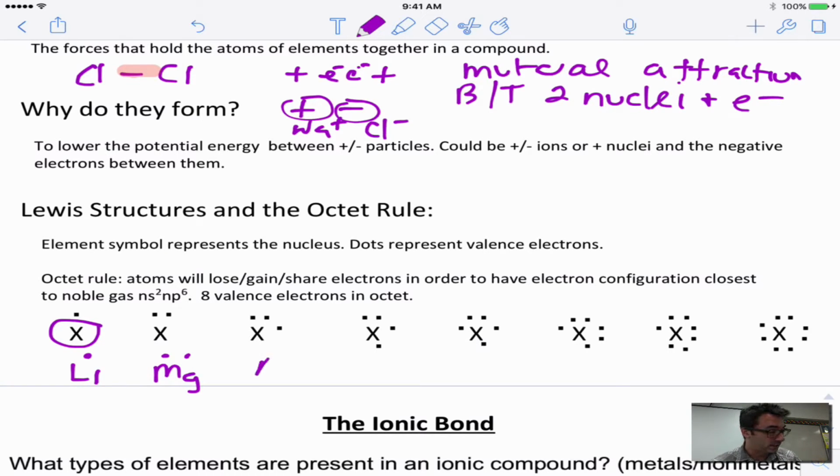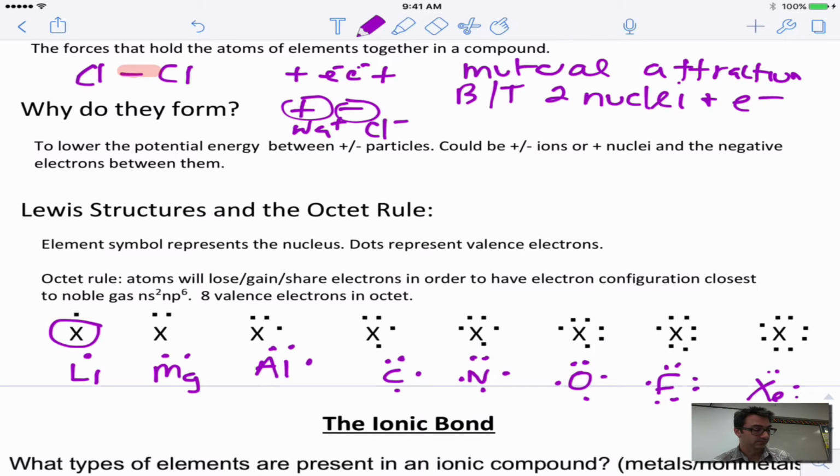If you have three valence electrons, like aluminum, you would have three dots. Four valence electrons, like carbon, you would have four dots. Five, like nitrogen, you would have five dots. Oxygen, six dots. Fluorine, seven dots. And finally, xenon, eight dots. Now, it's no accident where I put the dots. They're supposed to represent the s orbitals and the p orbitals. So that's why I drew the dots where I drew them.